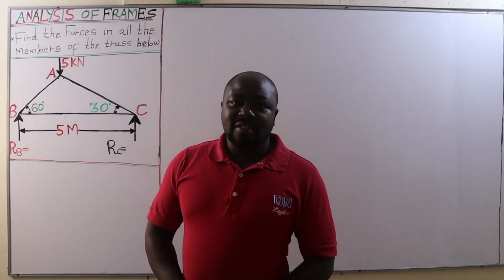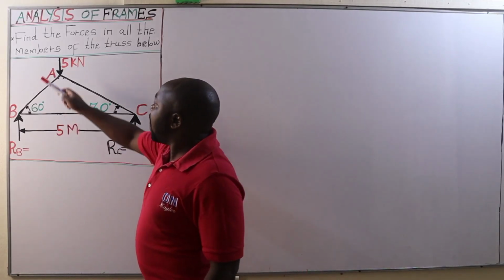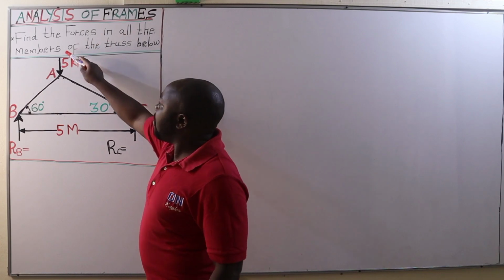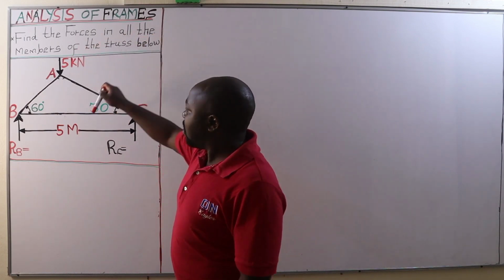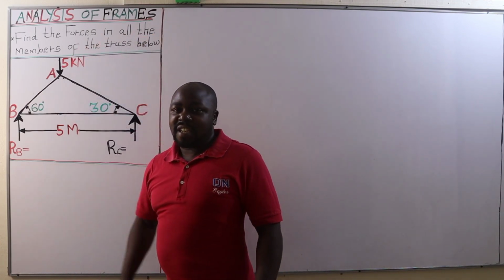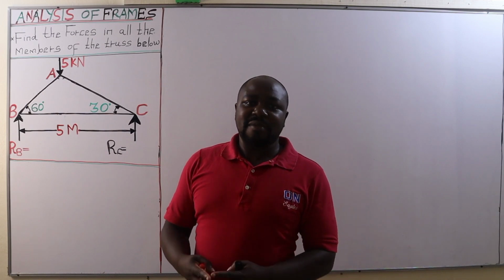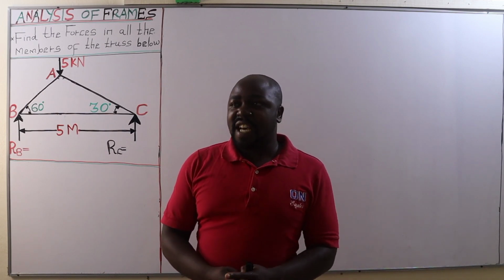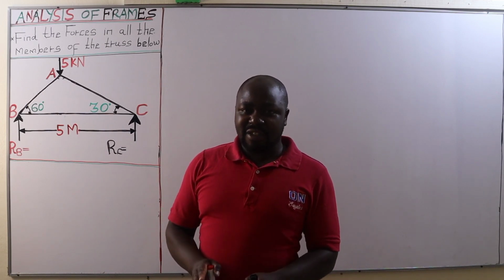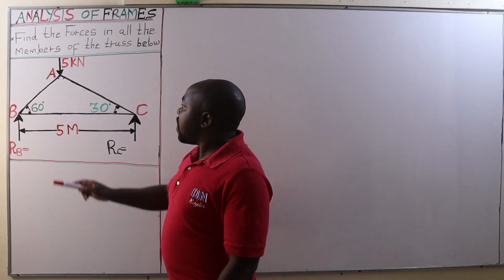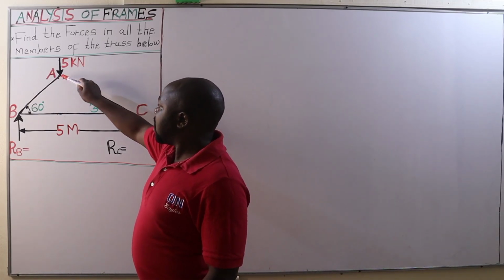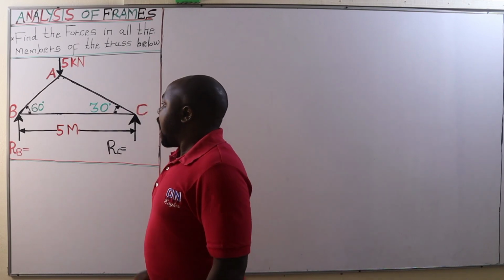Welcome to our lesson today, whereby we are going to find the forces in all the members of the truss shown in the figure below. It is a very simple truss in the form of a triangle, and in this case it is a right-angled triangle that is loaded with a load of 5 kilonewtons at its apex.